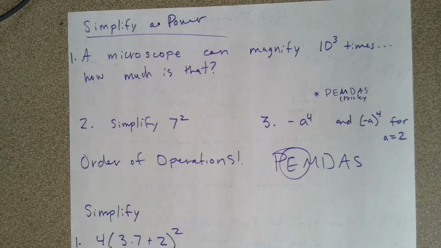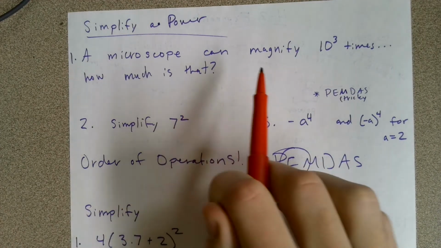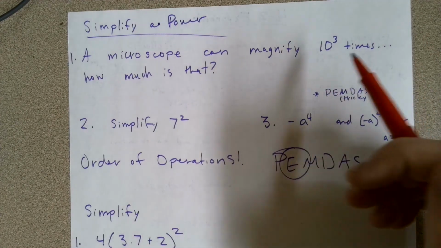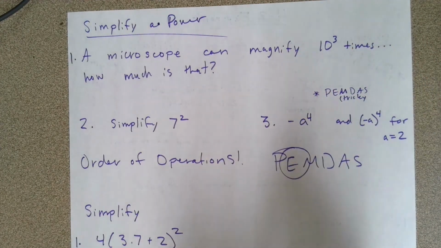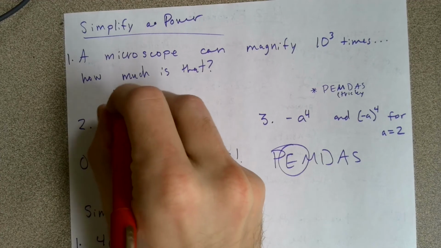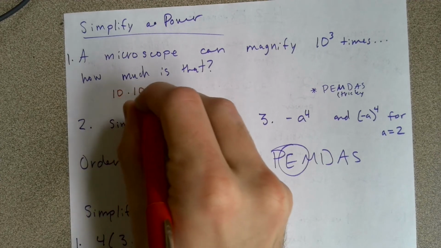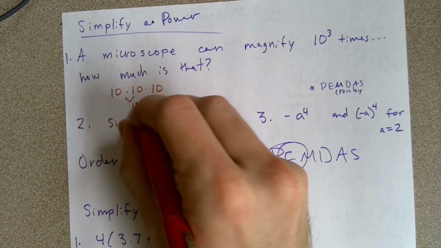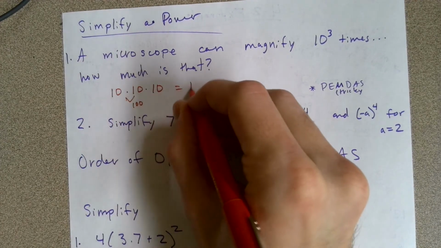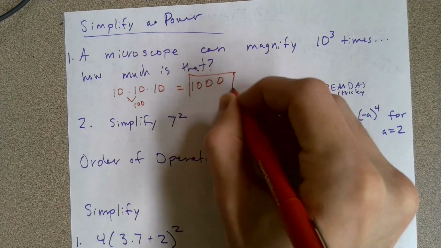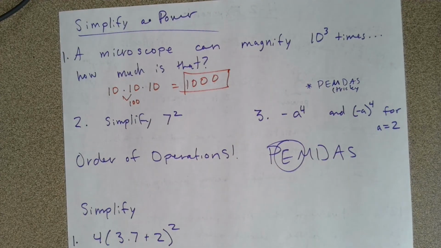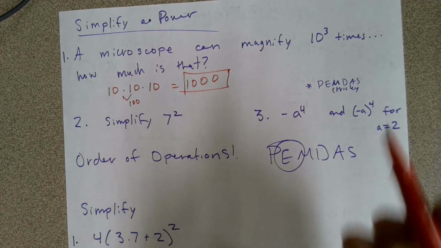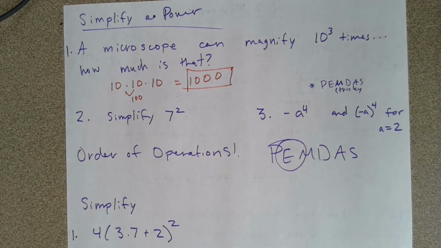All right, now we are going to simplify a power. We're going to undo what we just learned how to do. A microscope can magnify 10 to the third power times. How much is that? Well, I know that that really means 10 times itself. How many times? 3 times. 10 times 10, I know that's 100. Times 10, add another 0. It's magnifying 1,000 times. 10 to the third power is the same as 10 times 10 times 10.